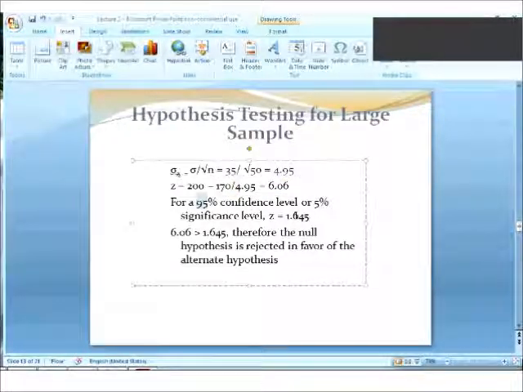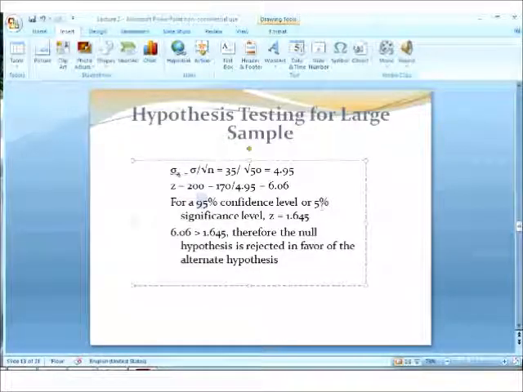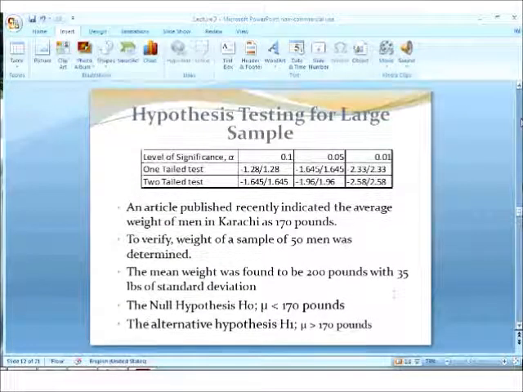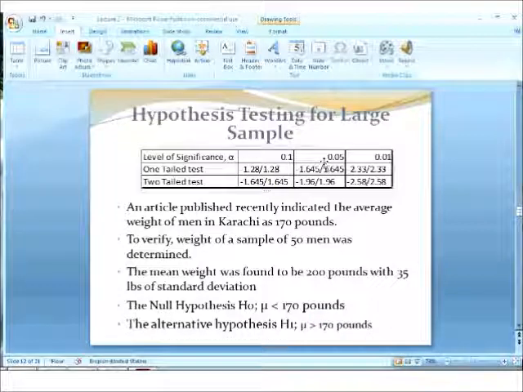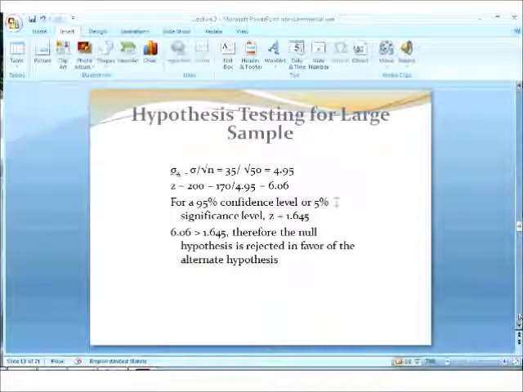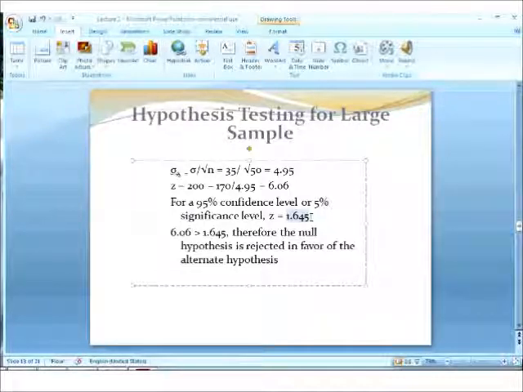significance level is 5%. Now, for a 5% significance level, and again this is a one-tail t-test, because we are increasing the value here. This is a definite increase in the value, so this is a one-tail test. For a 5% significance level and a one-tail test, the positive z-value is 1.645. The z-value computed is 6.06.